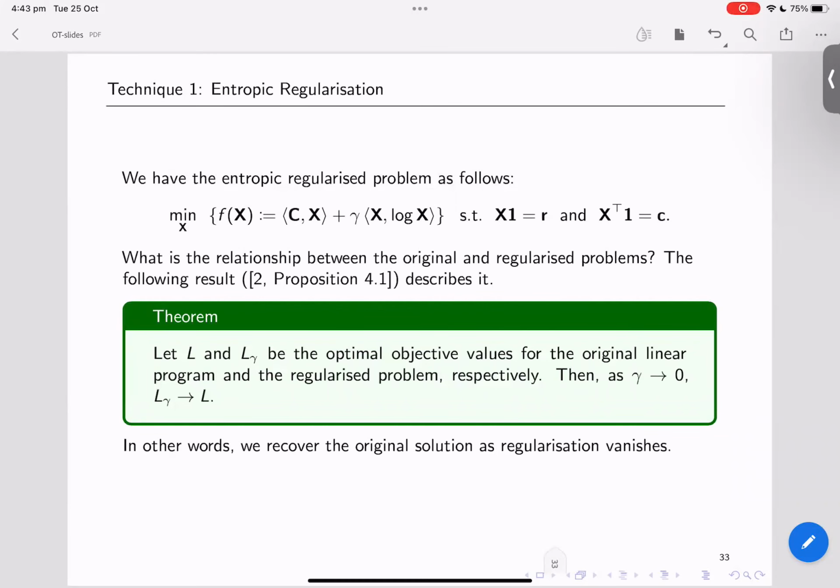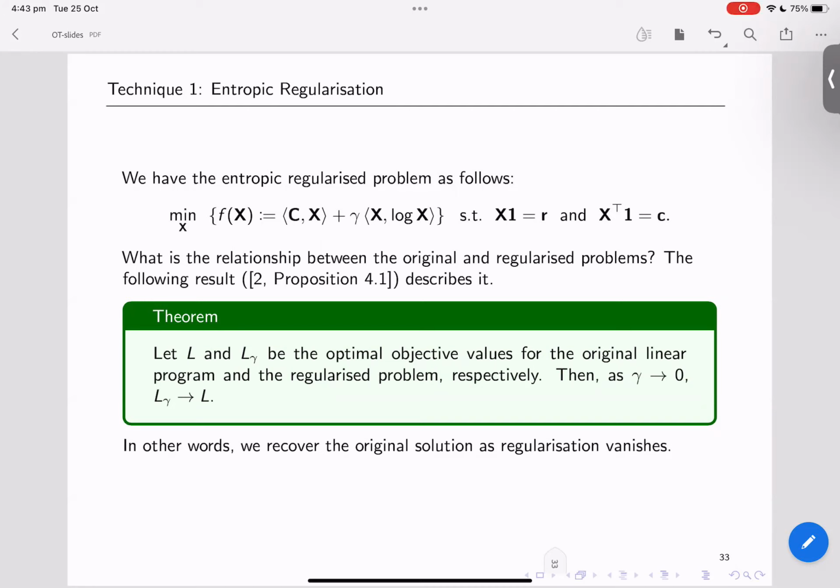We have the entropic regularized problem. So the function you minimize is the entropic regularized objective, and you only have two marginal constraints to this problem. We have eradicated the x greater than or equal to zero constraint, so we only now have two marginal constraints in here, okay?